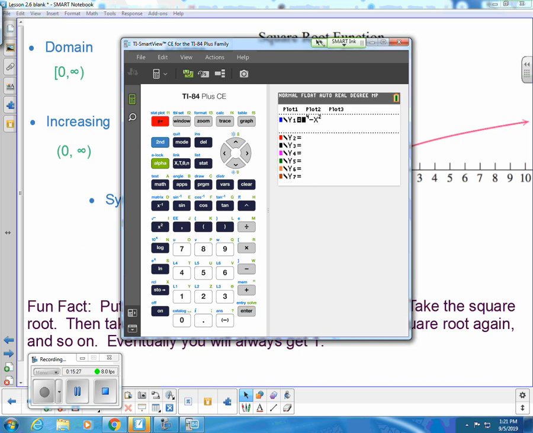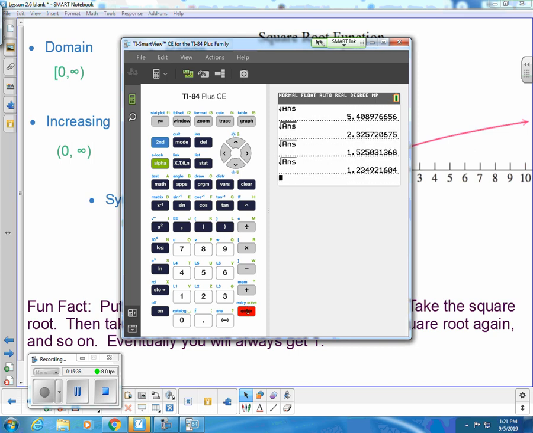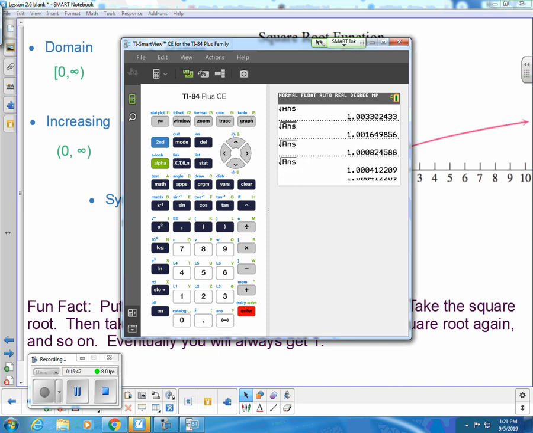Why do I do that every single time? Okay, we're going to take the square root. You guys know how to do this and put the answer in there? And then just keep hitting enter, and it keeps throwing it back in. It does the square root.